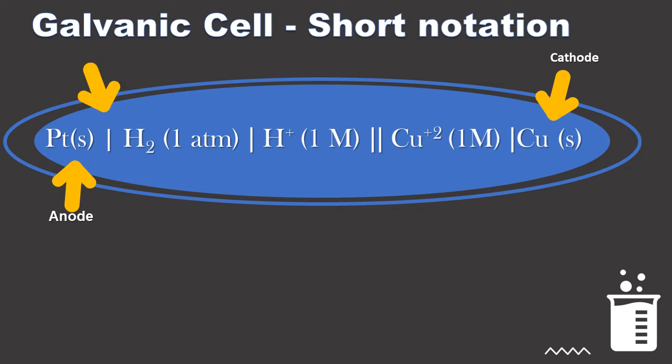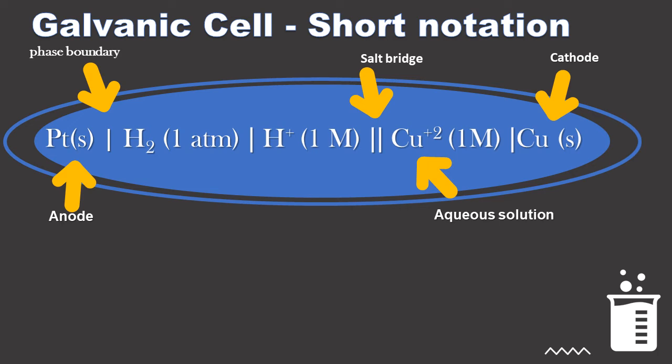The single vertical lines represent a phase boundary, that is, a phase boundary between the platinum electrode and the electrolyte solution, while the double vertical line represents the salt bridge. As we have studied, a galvanic cell has two different half cells which are connected by a salt bridge. Aqueous solutions are represented inside the notation, while other terms like pressure and concentration are written in brackets. And this is how a galvanic cell is represented in short notation.